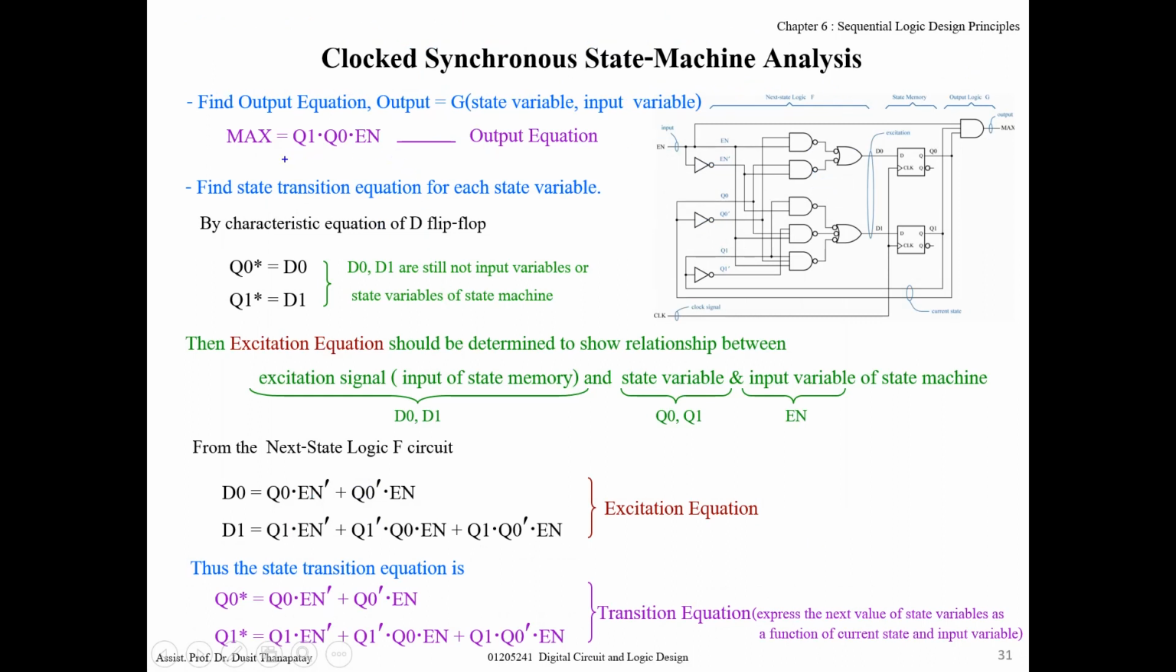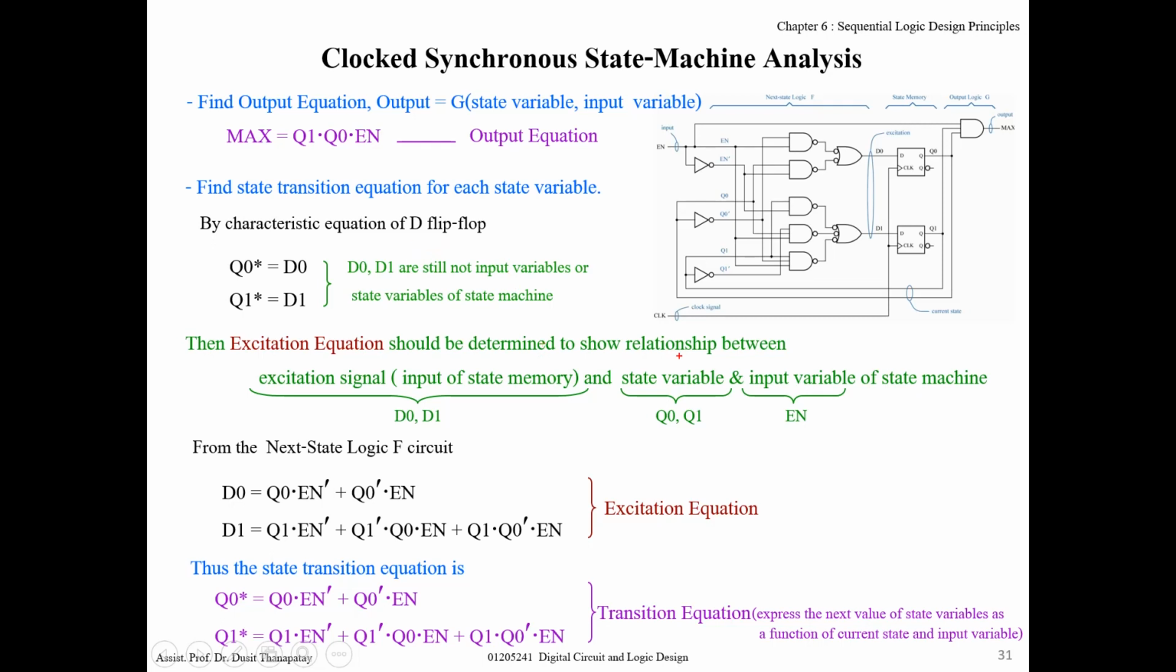This one is the output equation, right? And because it's a function of state and external input, it's Mealy type. And this is the transition equation, because we use D flip-flops as the state memory.